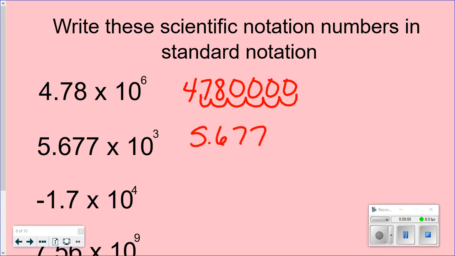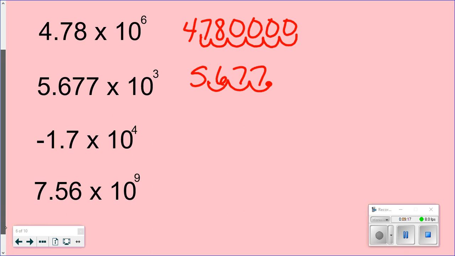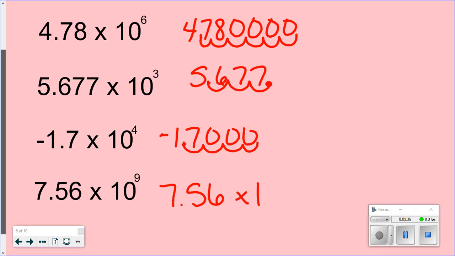Okay, so for the next one, I have 5.677. I'm taking 10 to the 3rd. That means I'm moving my decimal 3 times. 1, 2, 3. All right, so here's the next one. Even though my base is a negative number, that doesn't matter. Okay, if it's times 10 to the 4th, I move it 4 times. 1, 2, 3, 4. Negative 17,000.